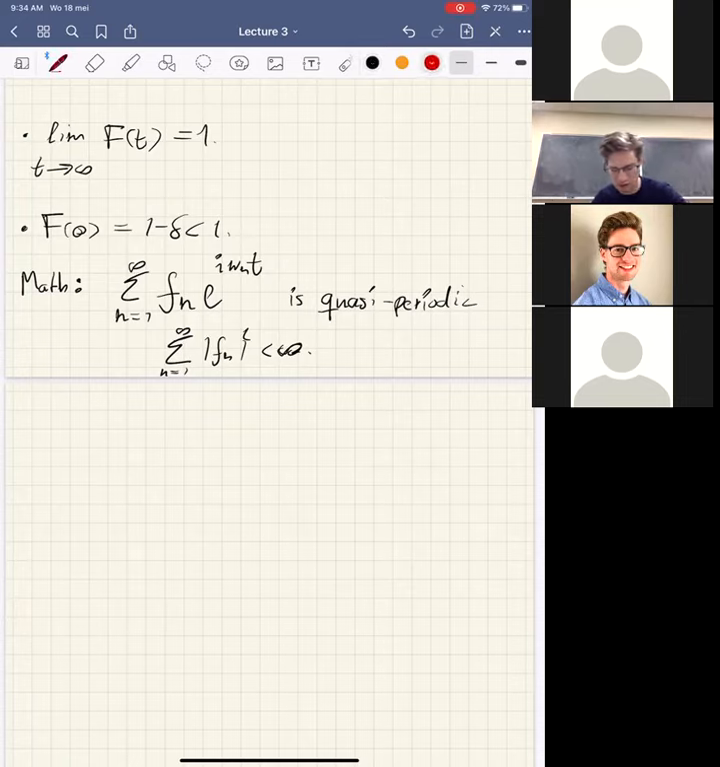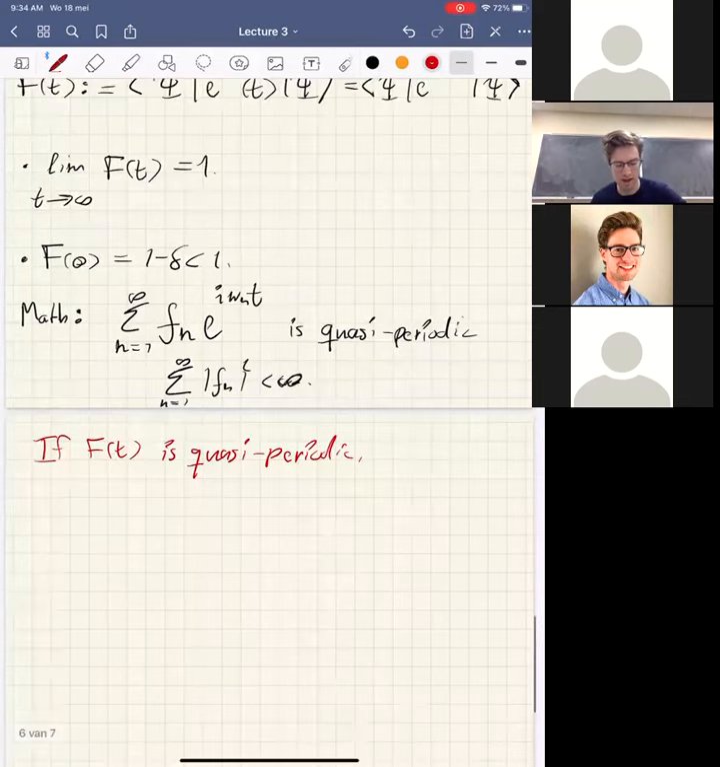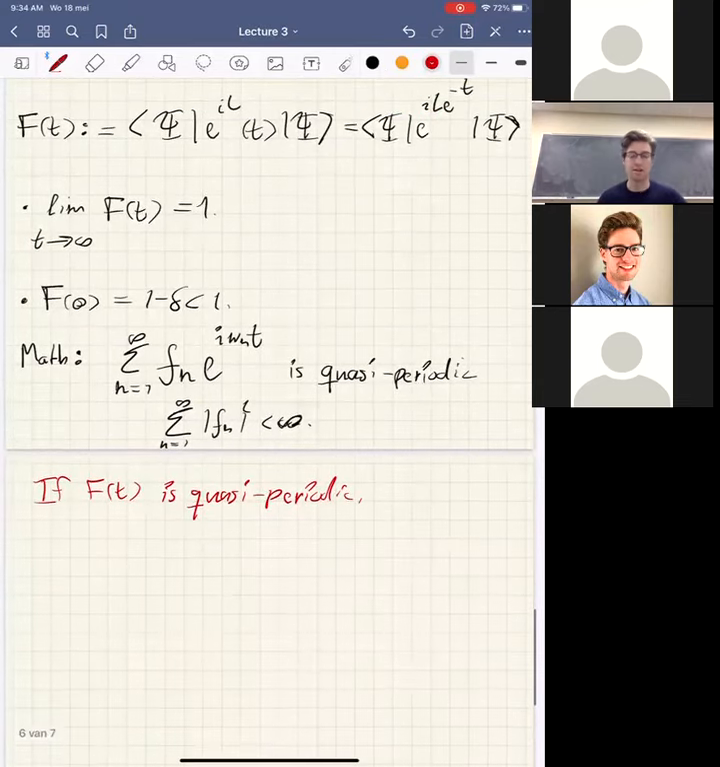However, what's important is, let's say that this function f of t is quasi-periodic. What it implies is that this is incompatible with this property that the limit exists and goes to 1.